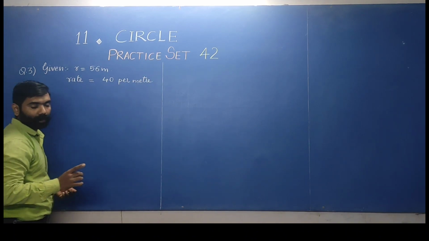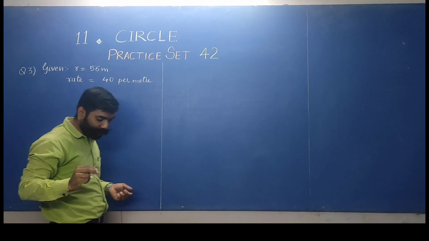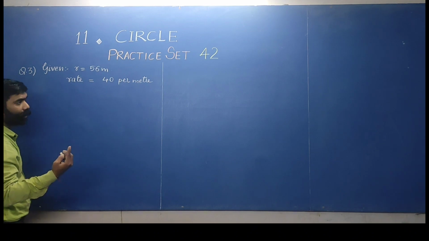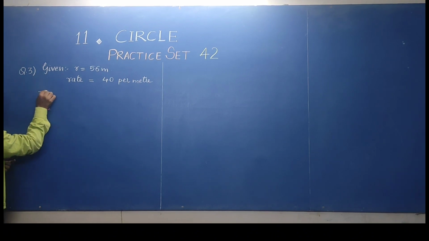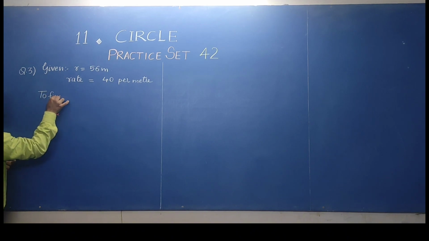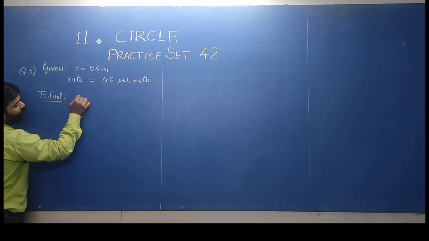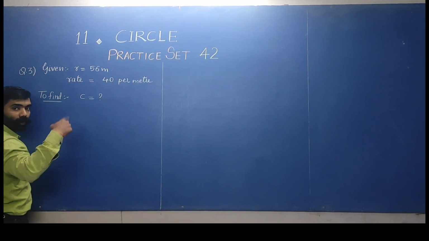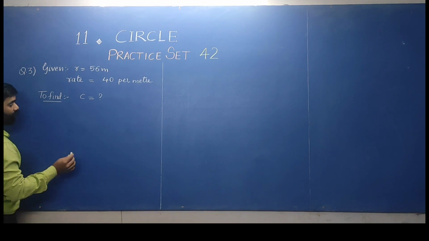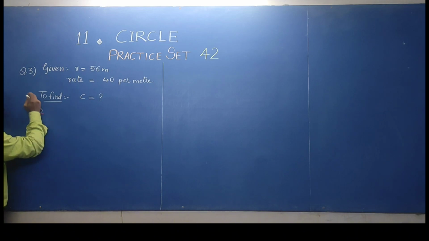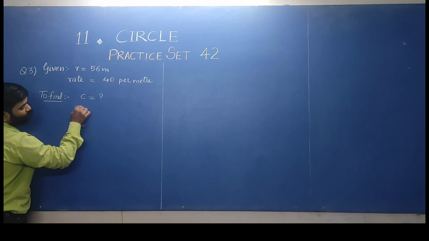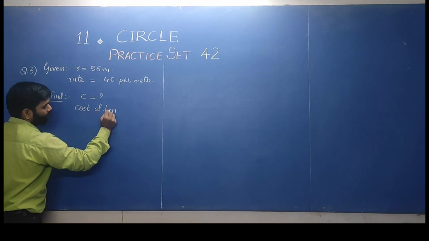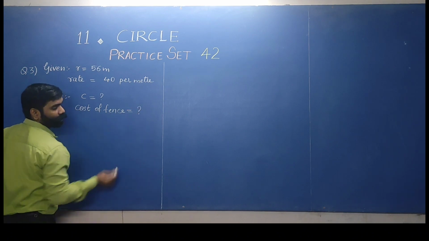The cost of fence. Two things are given. Okay. How many rounds we need? We need 4 rounds to protect the circular garden. So to find, we need to write to find. What we need to find? Circumference, that is question mark. Circumference for 1 round. We need 4 rounds, so we will multiply afterwards. And I need to find cost as well. So cost of fence is equals to question mark.